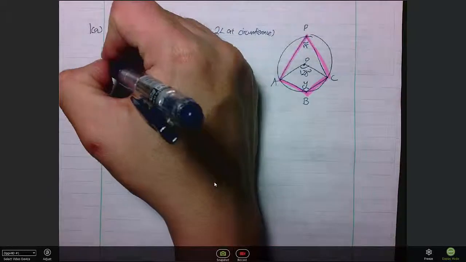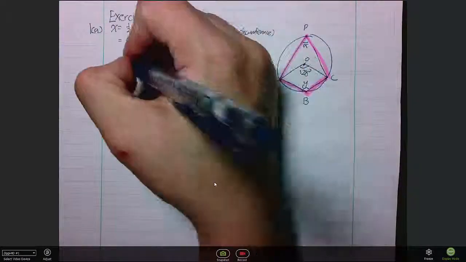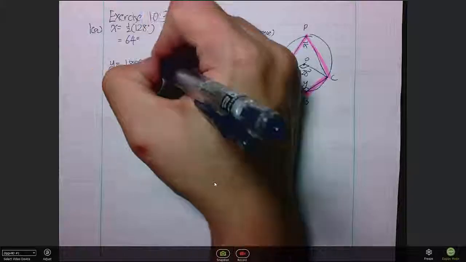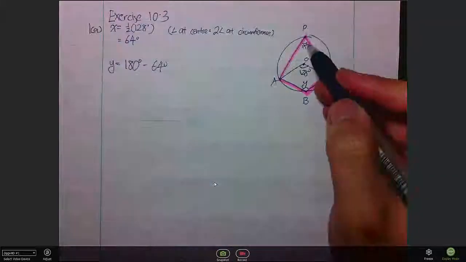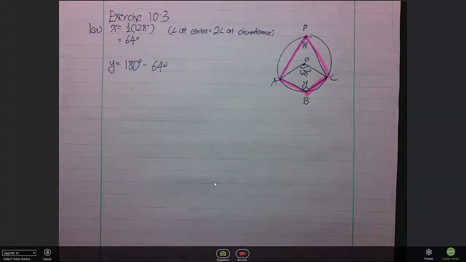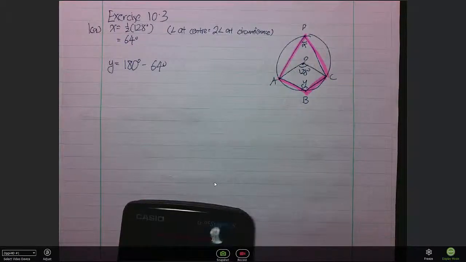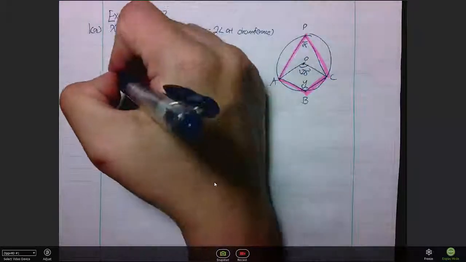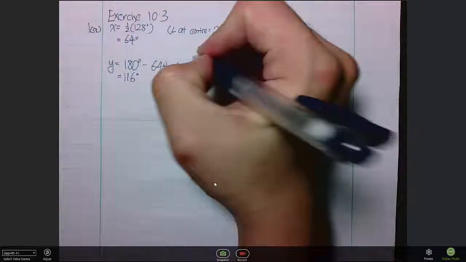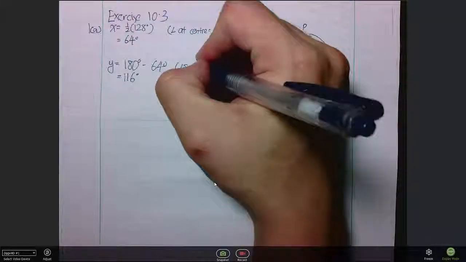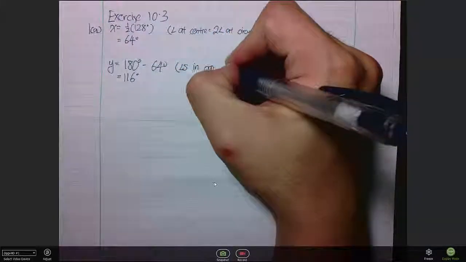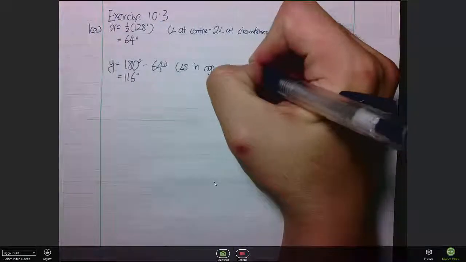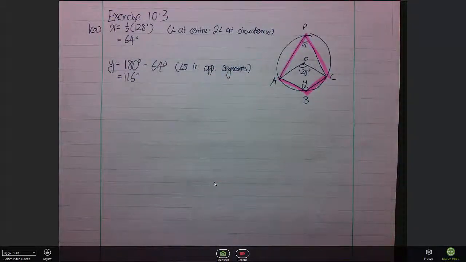So now if I want to find y, it is simply 180 degrees minus 64 degrees, because these two together add up to 180 degrees. Just take 180 minus 64, I get y being 116 degrees. And just right there, for the reason: angles in opposite segments. And that is 1a. Now we will do question 1h.